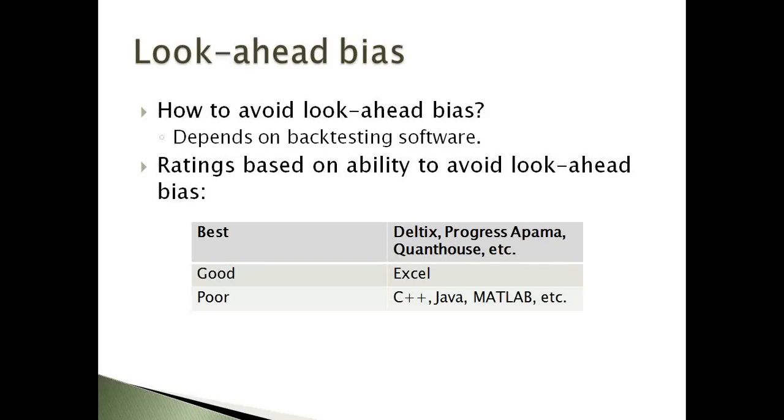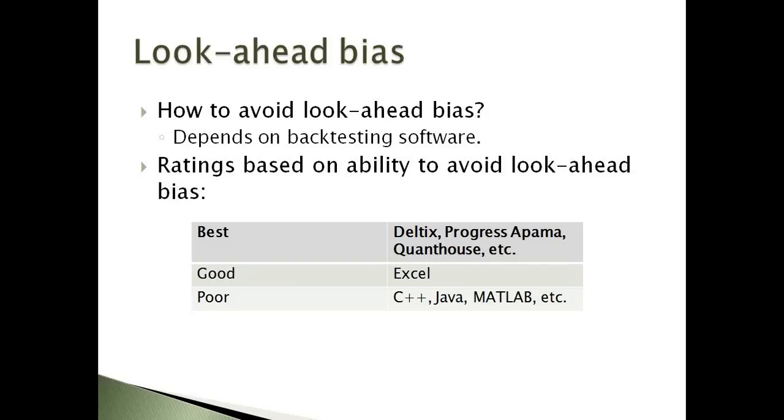Examples would be Deltics, Progress Palmer, Quant House. These are more geared towards institutional traders, but for retail traders, obviously TradeStation is one example. And there's a new platform called FX1, which is sort of a super Excel-based software for forex traders that you can use for backtesting. But that's mostly a special purpose platform designed only for trading.